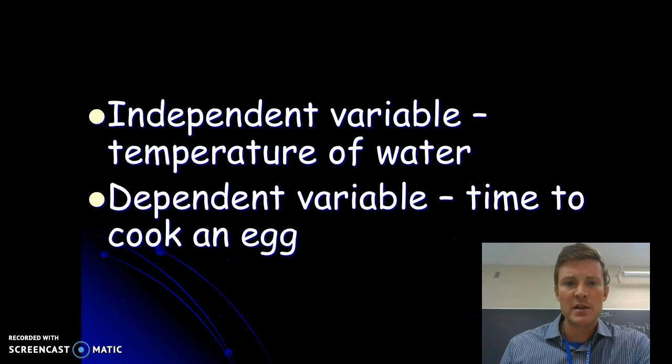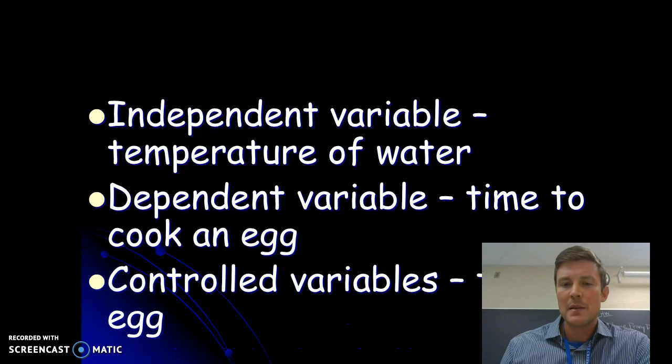Independent variable, temperature of the water. Dependent would be the time that it takes to cook it. Controlled would be the type of egg and, like I said, how much water you're using, things like that.